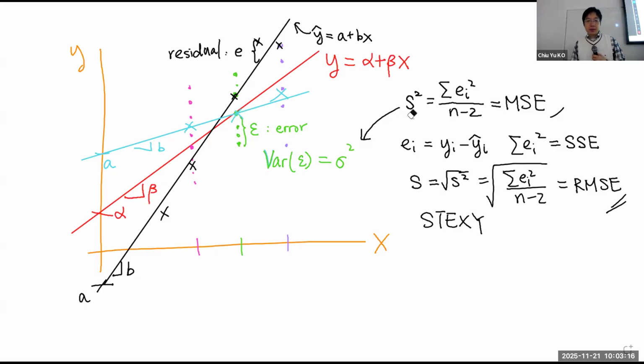Now once you have S, we know this sigma square, and then we would know how A and B are different. That is a thing we did in the last class, I guess.